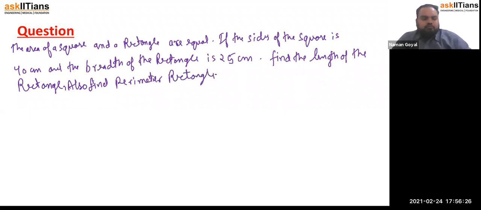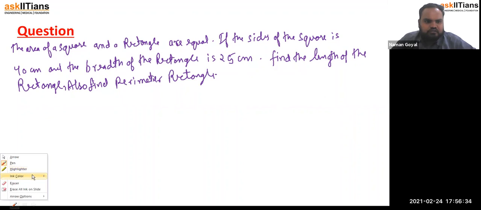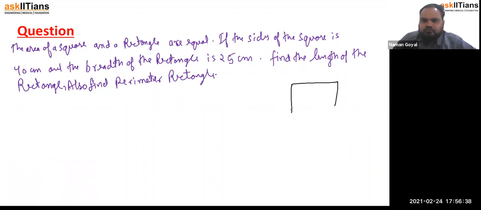Okay, also find the perimeter of the rectangle. Now listen carefully. Now see, there is a square. Listen, we have a square whose side is 40 centimeter. So the side of that square is 40 centimeter. Okay, now this is a square.